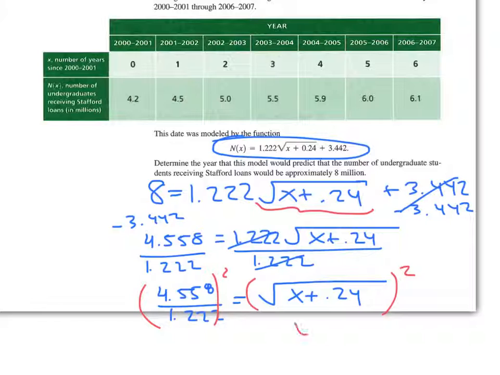So I have x plus 0.24 equals this value over here. In the end, I end up getting 13 point, oh, let me just get rid of this one thing. So after I subtract that over and everything there, I end up getting 13.7. Okay, that's doing all this arithmetic out on the left side and bringing over that 2.4. So that's how many years after 2001 that the school would have about 8 million people getting Stafford loans.